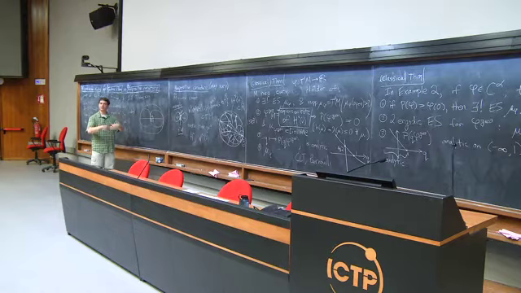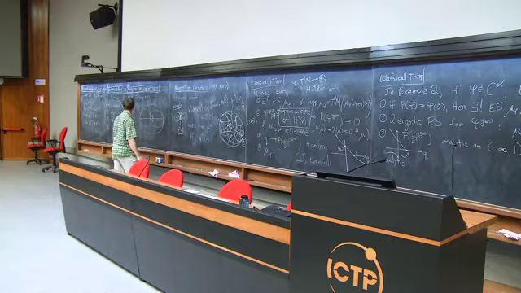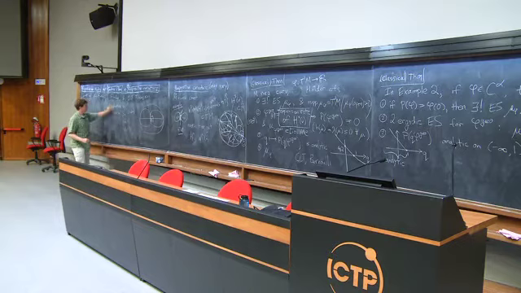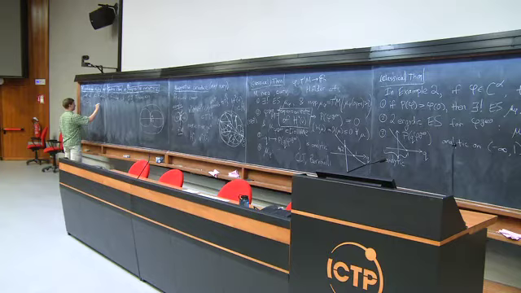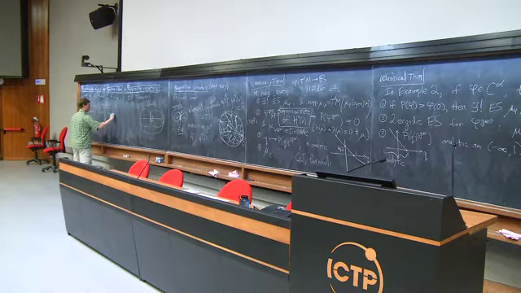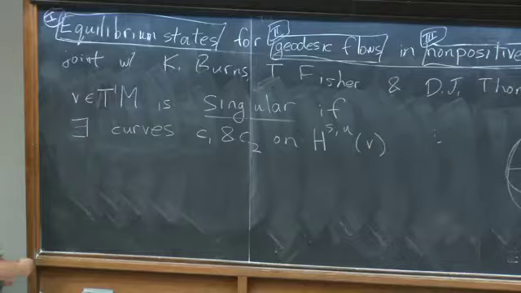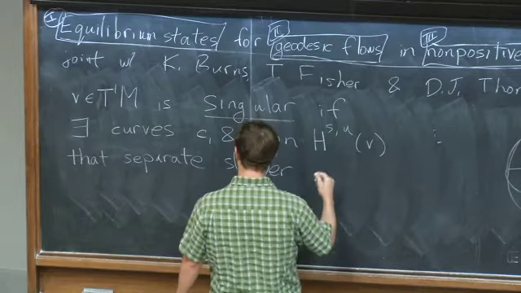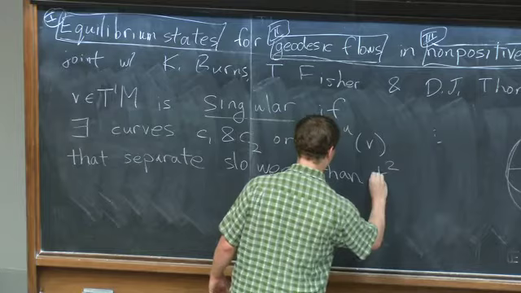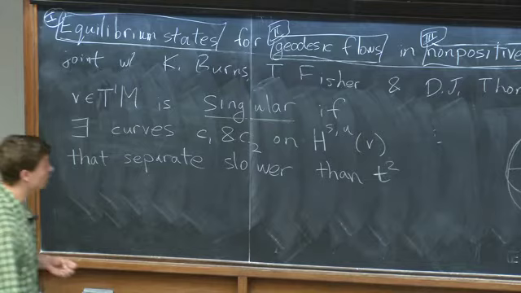So let me, in fact, make that a definition. Let me say that a vector v is singular if there are curves, let's say C1 and C2, on the stable and unstable horospheres of V that separate slower than quadratically. This is a very informal statement, but as I'm running lower on time, I hope you will forgive me. So you have two curves that separate at slower order than t squared. So this would be a singular vector.